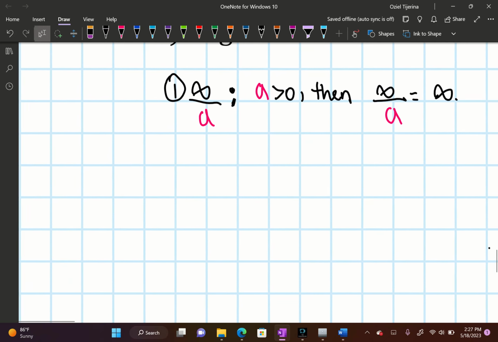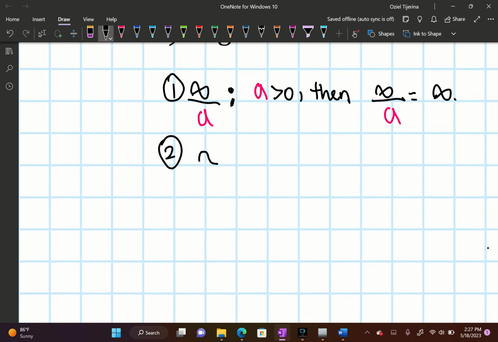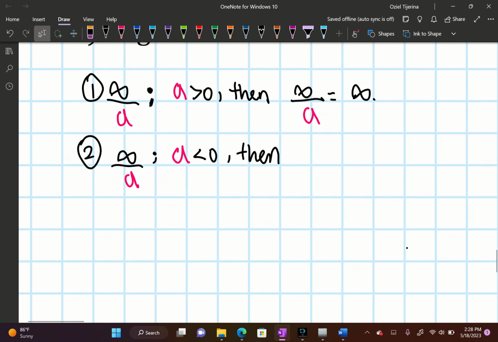And number 2: if we're given infinity over a such that a is less than 0, then infinity over a is actually going to be negative infinity.